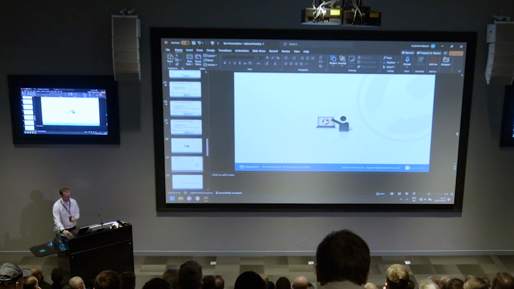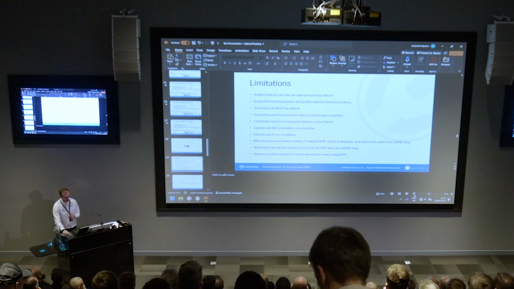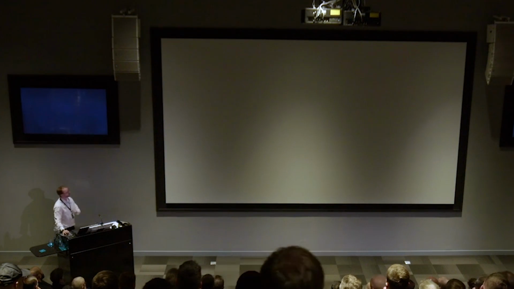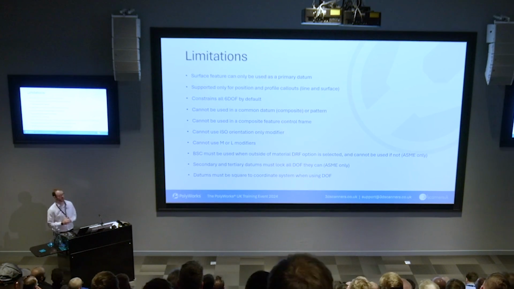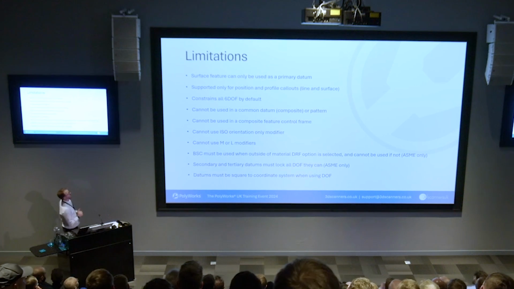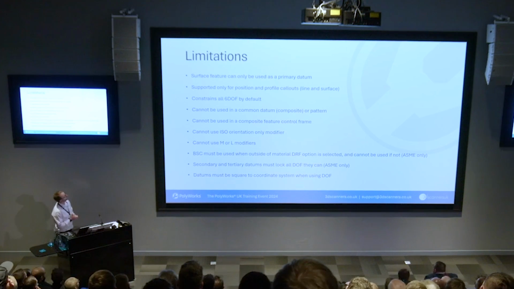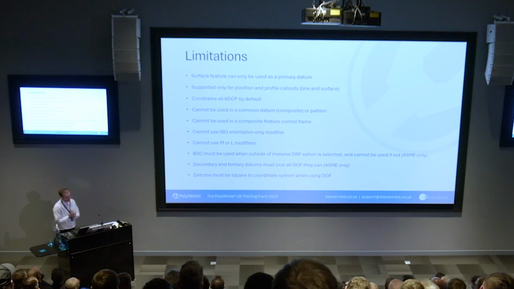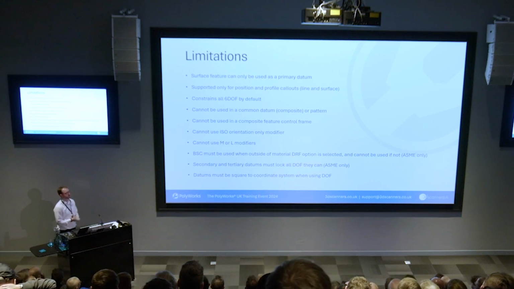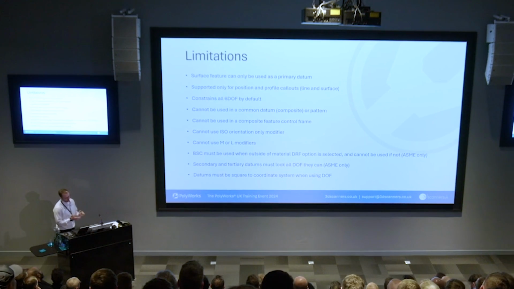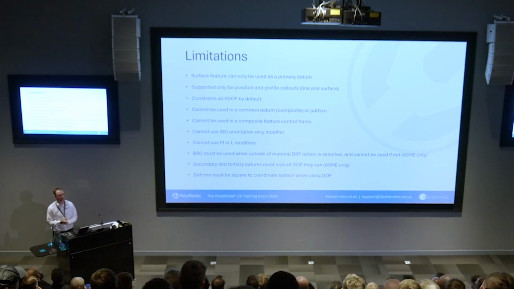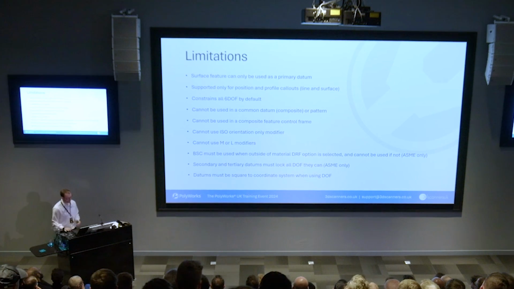Perfect. So okay, just before I finish off, I'm not going to read them all out. There are a lot on the screen, but there are some limitations to that. I say sort of highlights of it. Surface features can only be used as a primary datum in PolyWorks. I don't know if there's any plans to change that. And yeah, so that's probably the highlight on there. But again, any questions, please come and see me afterwards or any of the 3D Scanners team.